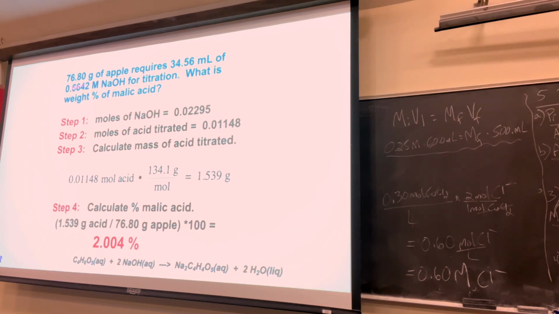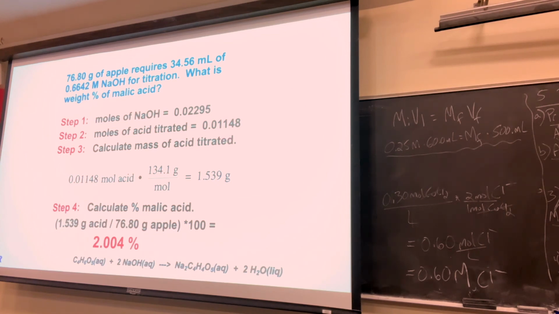Now, they added this much in because apples have malic acid. And the 76.80 grams of apple that they mashed up needed this much to make a color change or something like that. So we went from milliliters of NaOH to moles of NaOH. 2 moles NaOH to 1 mole of malic acid gave us the moles of the malic acid.